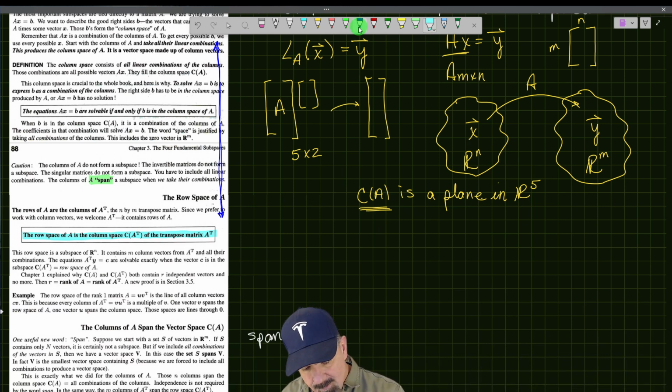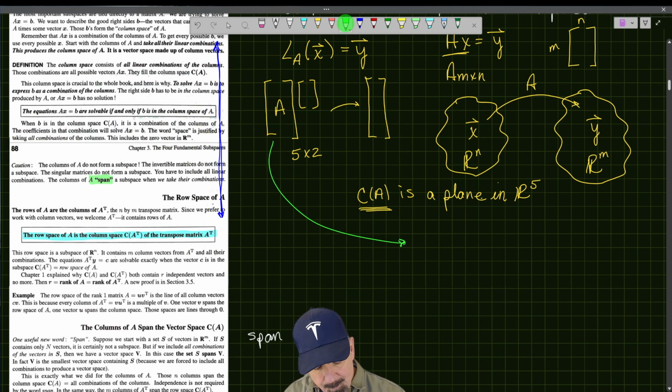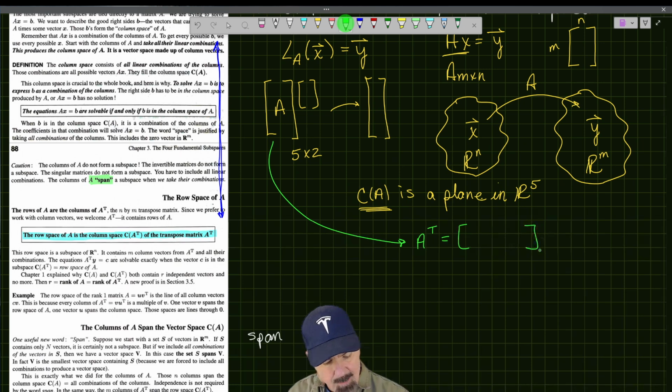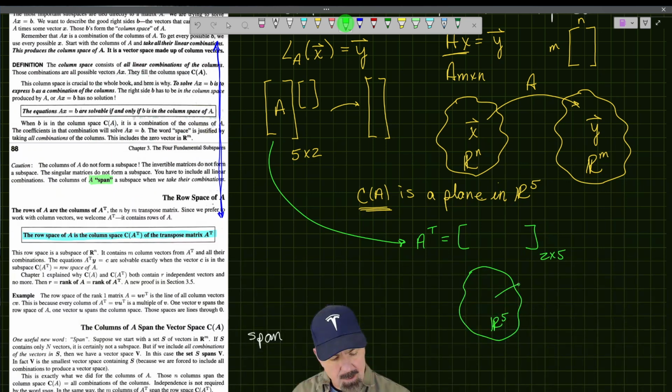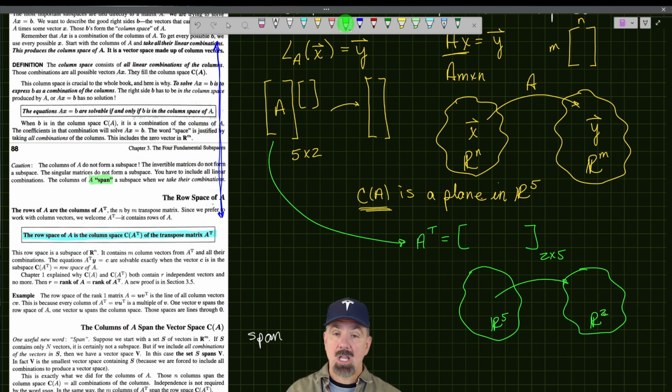So let's expand on our example here. A transpose would be a 2 by 5 matrix. A 2 by 5 matrix is now mapping R5 to R2. If the columns of the original A were linearly independent, then I know that A has rank 2.